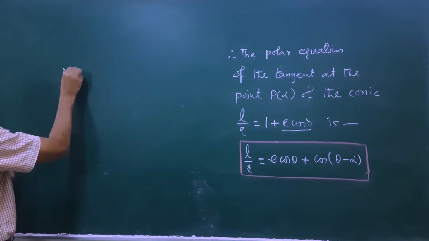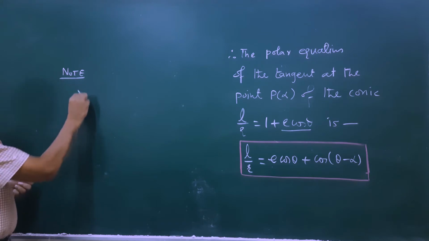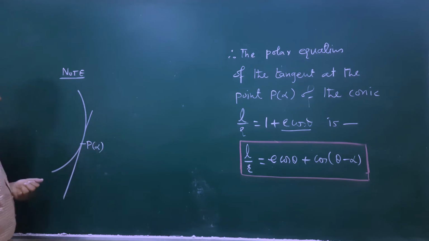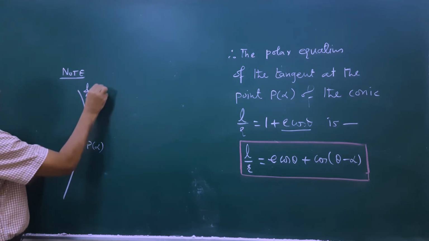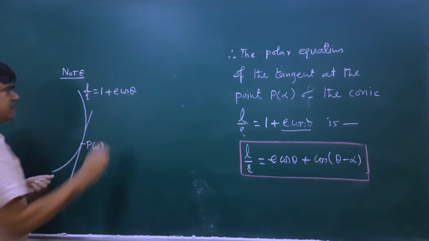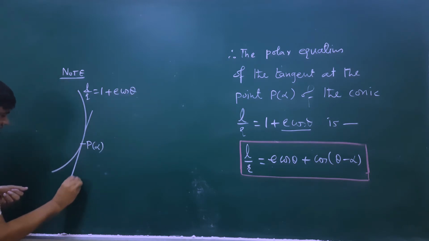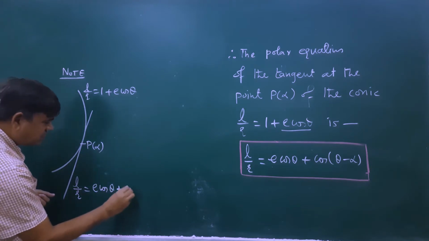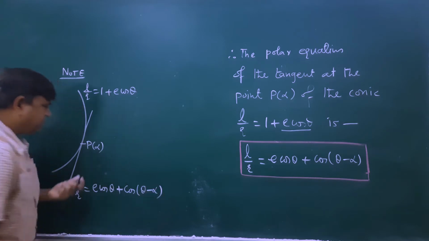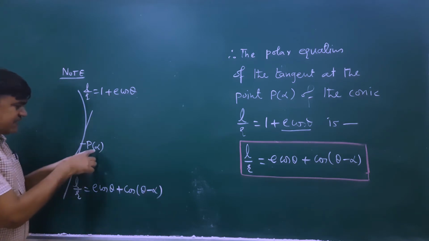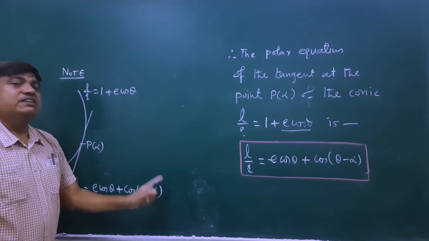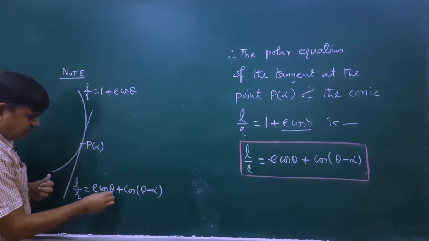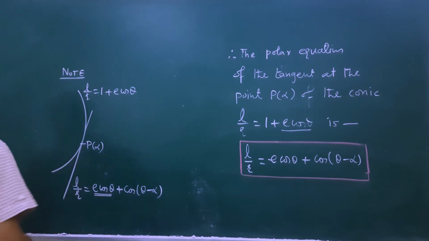Note. This is the conic. This is the tangent. This is L upon R equals 1 plus E cos theta. What is the equation of this? L upon R equals E cos theta plus cos of (theta minus alpha). If this is beta, then you write theta minus beta. If it is lambda, then you write theta minus lambda. This part will be as such.